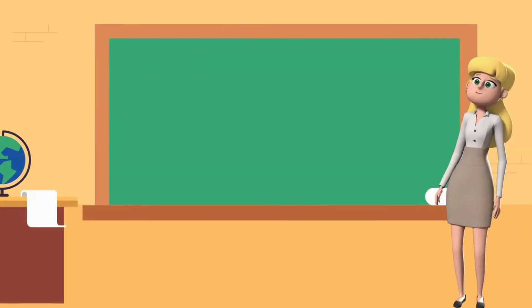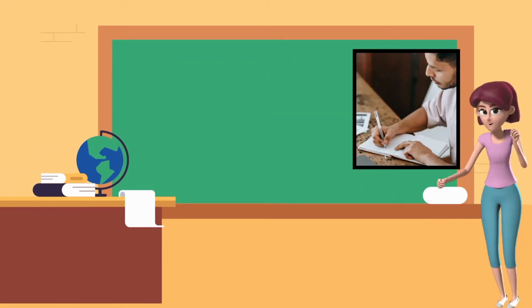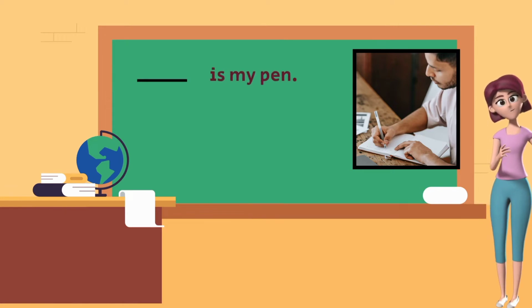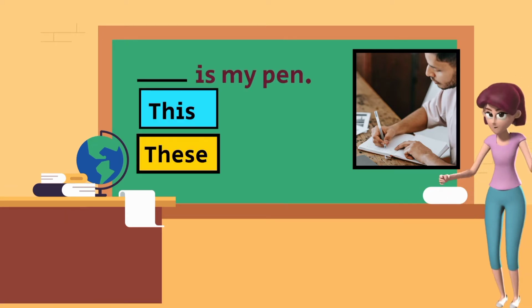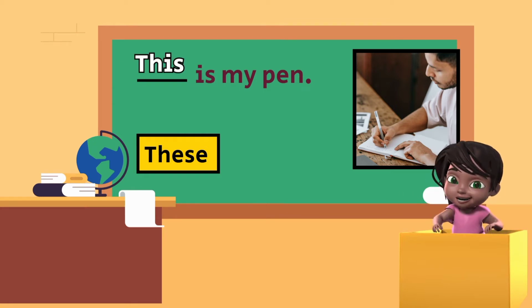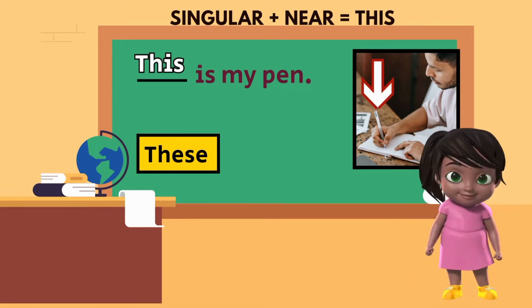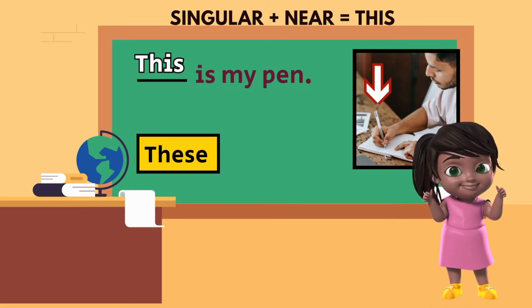Now this is quiz time. एक पेन मेरे पास है. Dash is my pen. Yeah, very good. This is my pen. Why? Because pen is singular and near to me.